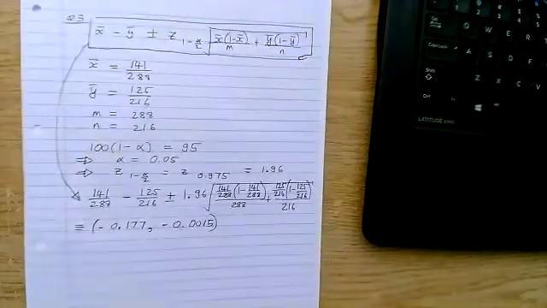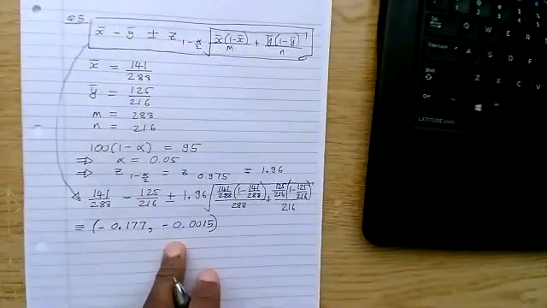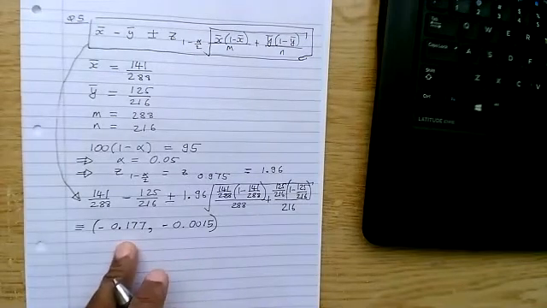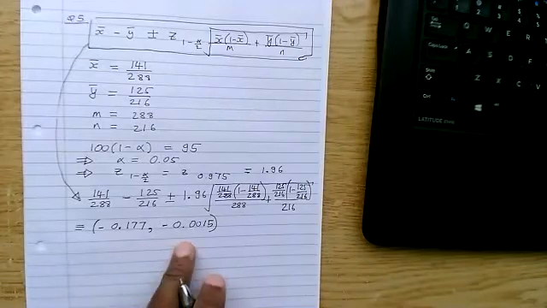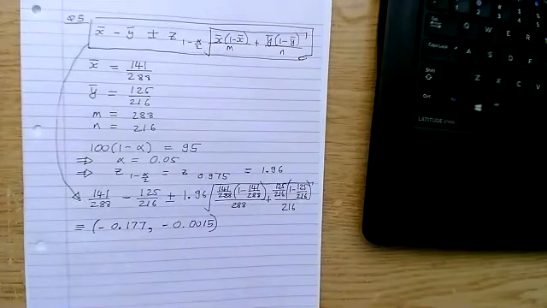Now, as you can see, this interval is on the negative real line, which means that the proportion in California is smaller than the proportion in Colorado. So in other words, the proportion of people voting in the presidential election in California is significantly smaller than the proportion of people voting in Colorado.